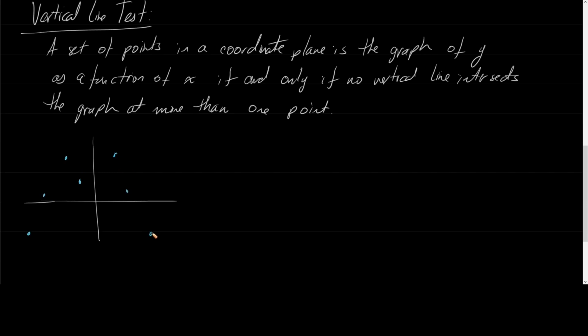This is a function. It's a function because it passes the definition, right? I have a set of coordinate points, a set of points on the coordinate plane, and there's no vertical line that I can draw on here that would pass through more than one of those points. All right, so that's a function.